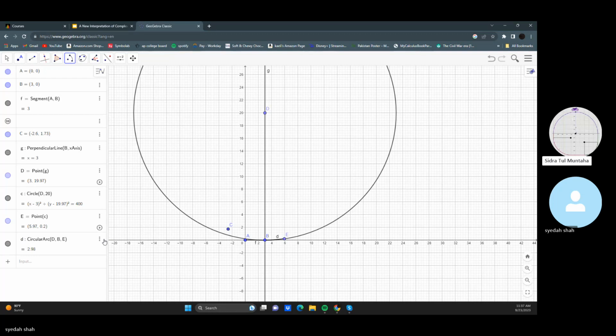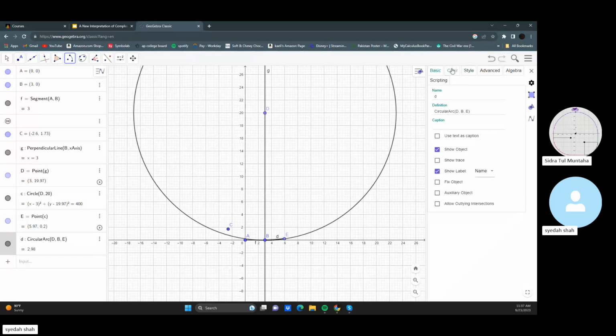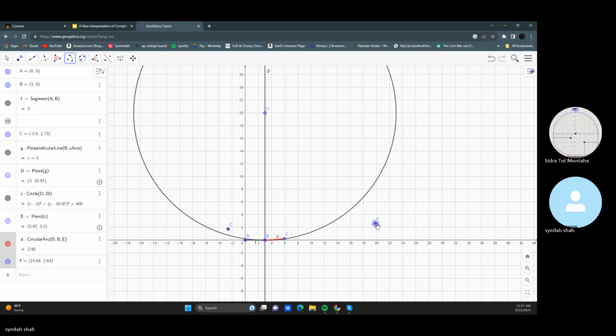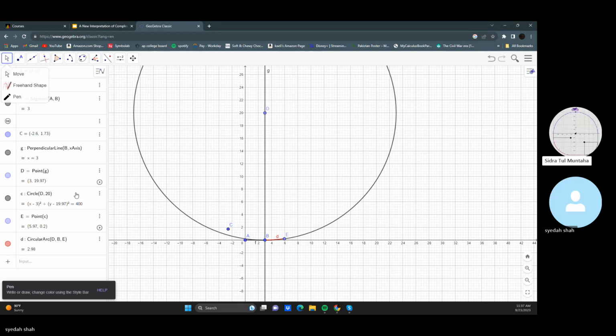First, change the colors of them as well. Okay, your arc length D is actually 2.98, which is close to 3, so I guess it's fine. Okay, one more thing. You can lock this point D on the graph.